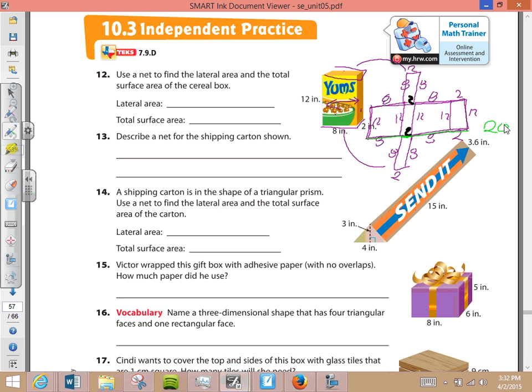So 20 times 12, what does it give you? 240. So that means the total lateral area is 240 inches squared. And then for the other one, you just have to add the wings, right? Which is 16 for each. So 240 plus 16 and 16 is 32, right? That gives me 272 inches squared. And that's it. It's a very simple one, right?